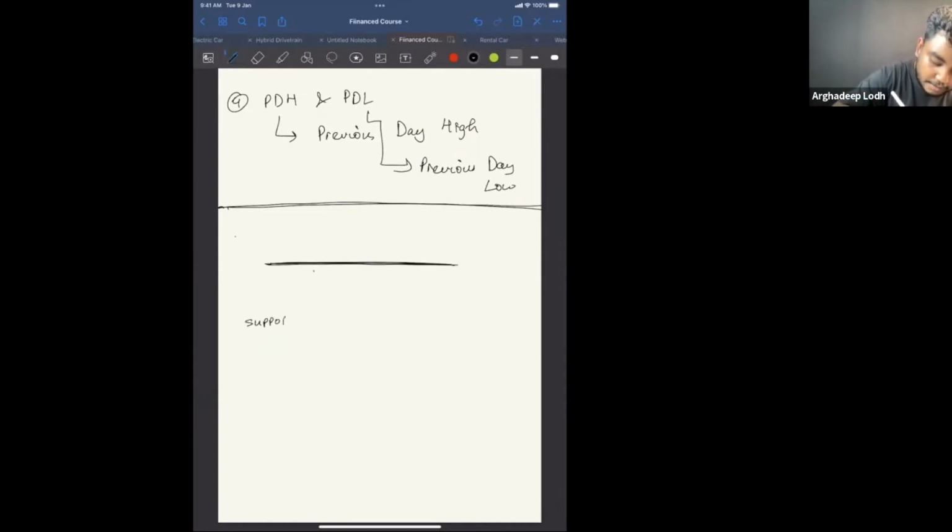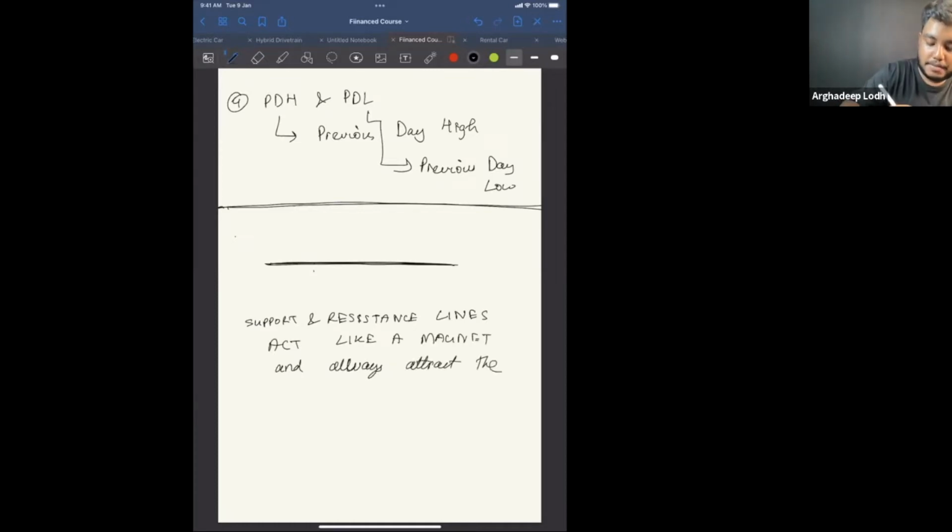Support and resistance lines act like a magnet and always attract the price towards it.